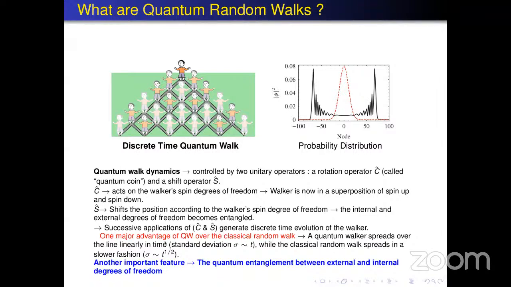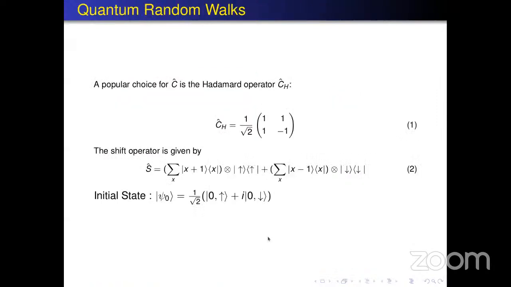So the major advantage is that the standard deviation in this case grows linearly with time in case of quantum random walk, and in case of classical random walk we get diffusive behavior. Another interesting feature is the quantum entanglement between the internal and external degrees of freedom. Quantum entanglement is a feature which is highly attractive from the point of view of quantum information and quantum communication.